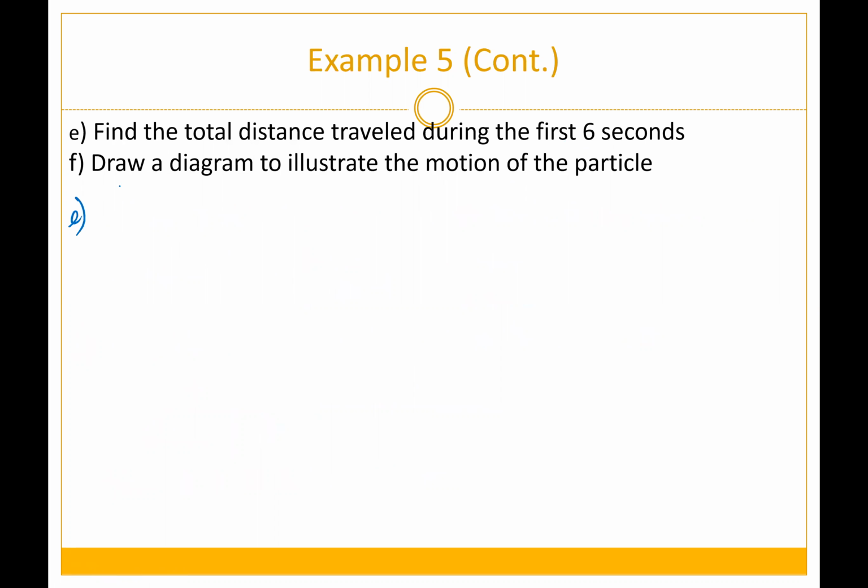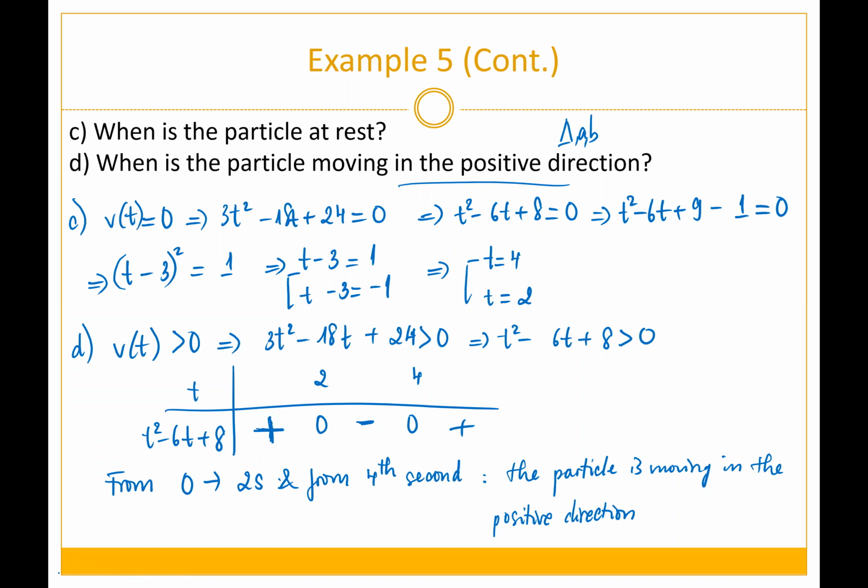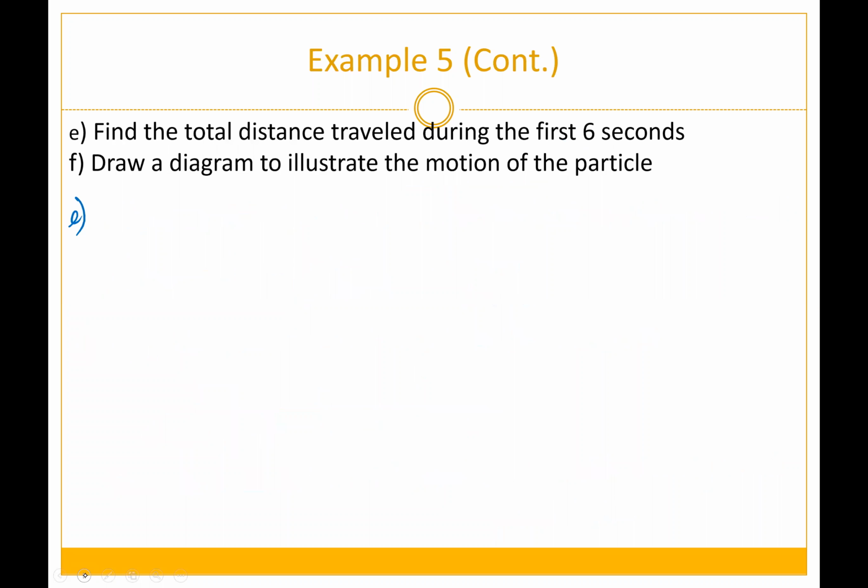Now parts E and F are asking us, and I will continue from part D, to find the total distance traveled during the first 6 seconds and draw a diagram to show the motion. I think it's better if we just draw a diagram first. From 0 to 2, the object is moving in the positive direction. Then let's go back some, and then at 4, let's go positive again. Now we have to find the distance the object traveled.